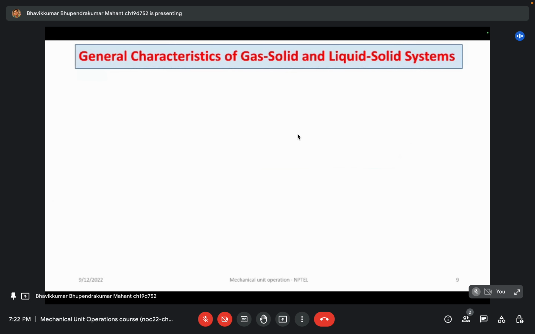Okay, and the general characteristics of gas-solid and liquid-solid systems are another discussion. Why is it required? Because many theory-based questions will be there, and much fundamental understanding is required when you deal with different kinds of fluidized bed systems. You need to understand how velocity and pressure drop are related to the fluidized bed properly.